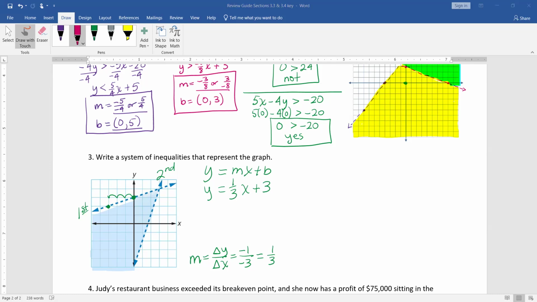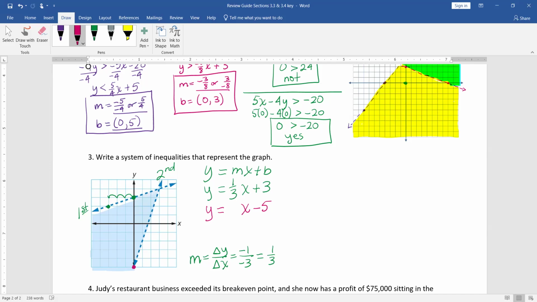This one, I'm going to use the same form. Y equals something x plus something, keeping my base formula y equals mx plus b. But now I'm looking at the second line. I'm going to find my y-intercept first. I see that it's all the way down at negative, what is that? 1, 2, 3, 4, 5, -5. So that means this is -5.